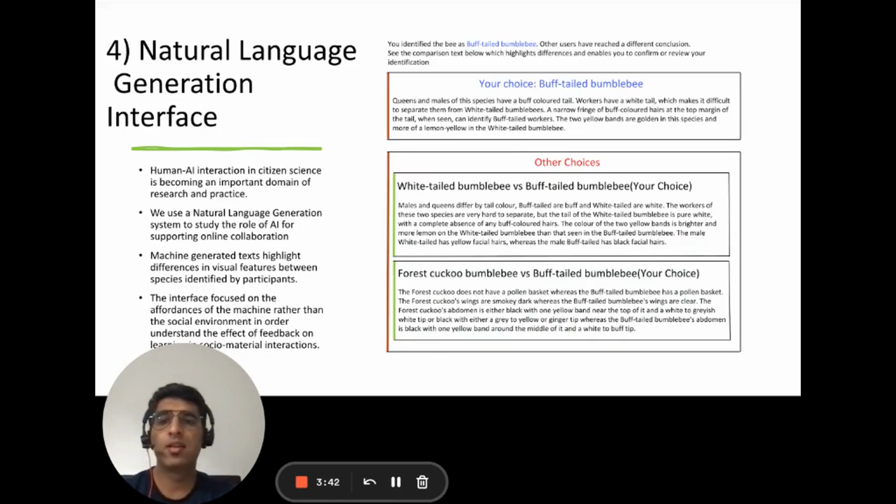Lastly, we utilize a natural language generation system to study the role of AI for supporting online collaboration. The system provides machine-generated texts highlighting any differences in visual features between the different species. The interface first highlighted the features of a user's existing identification. Next, the text reported differences between the user's ID and each of the conflicting identifications.